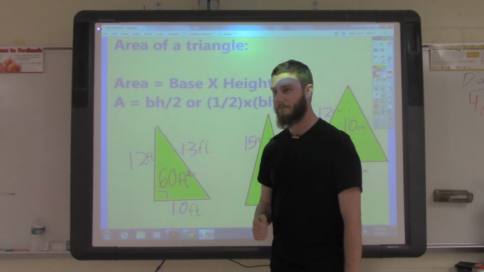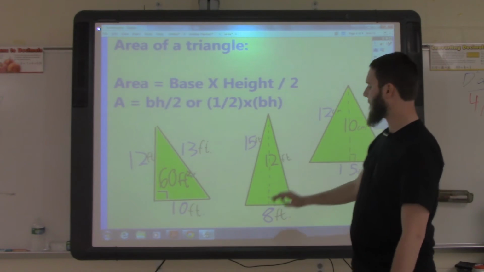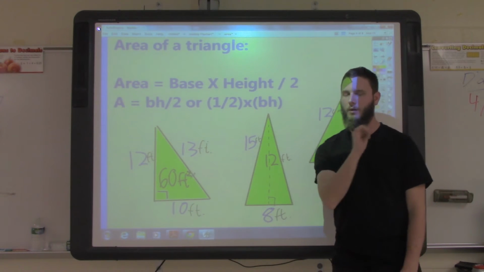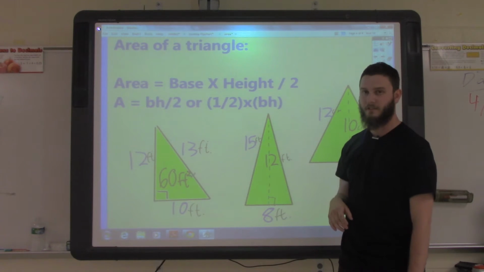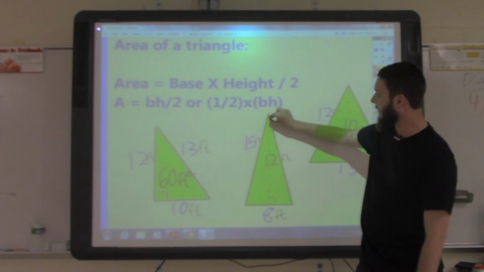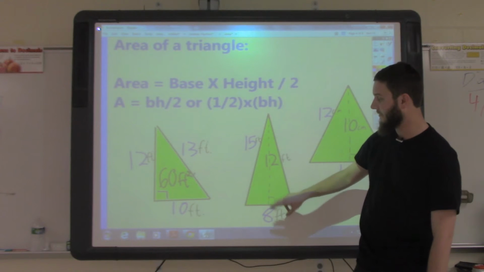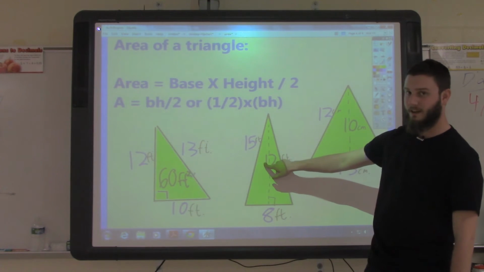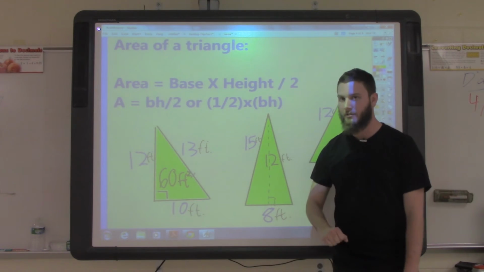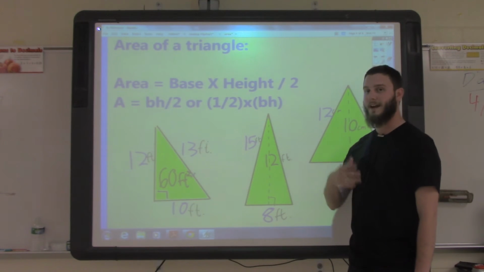In the case of this isosceles triangle, we have a base of 8, and we have 2 numbers right here. We have one that is slanted, the one we will not use, which is 15 feet. Then, inside of this triangle right here, I've drawn a little dotted line represented with this little 90-degree indicator, and it says that the height of it is going to be 12 feet. In this case, we're going to take our base of 8 and our height of 12, multiply them together, and we'll have an answer of 96.